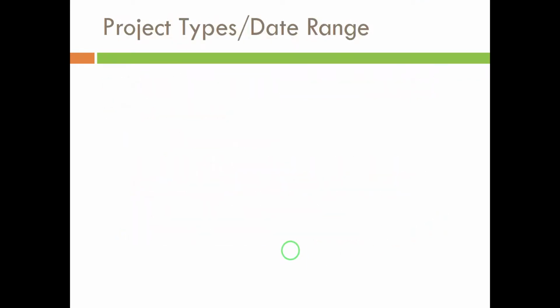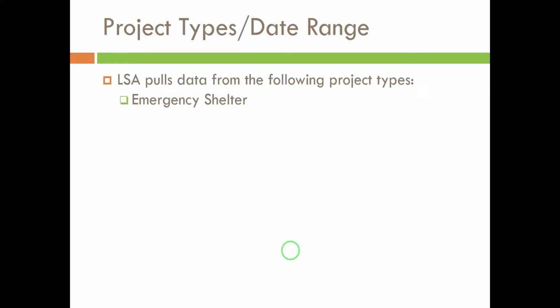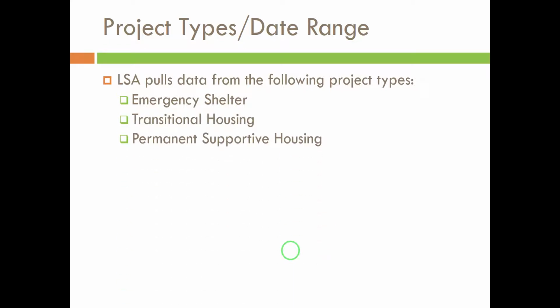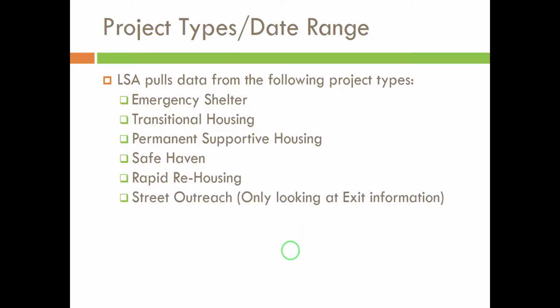And now we'll get into the different project types and the date range that the LSA is going to pull from. So the LSA is going to pull from the following project types: emergency shelter, transitional housing, permanent supportive housing, safe haven, which we do not have any in currently in Georgia, rapid rehousing, and then finally for street outreach projects, it just looks at exit information, specifically the exit date and destination of street outreach exits.